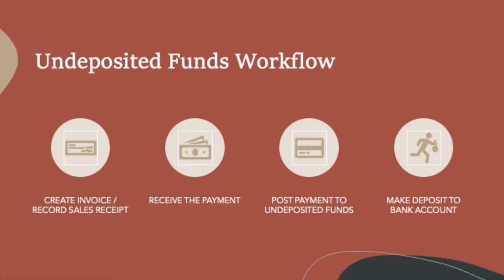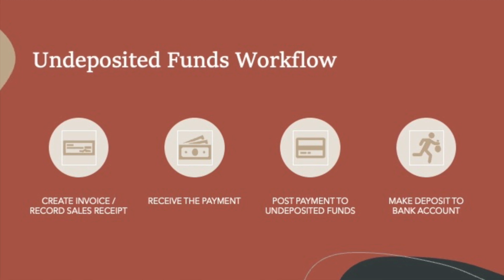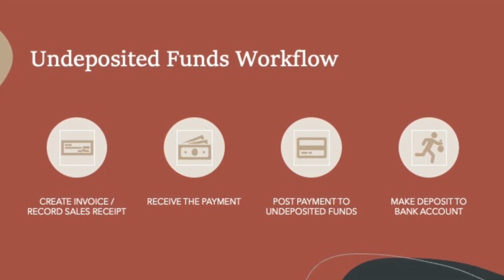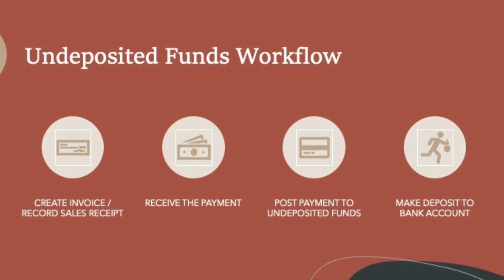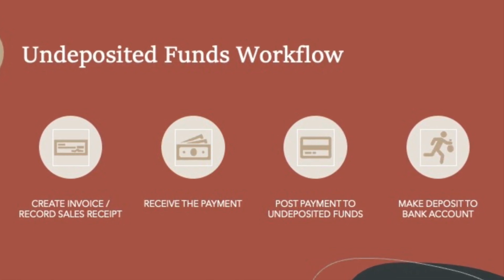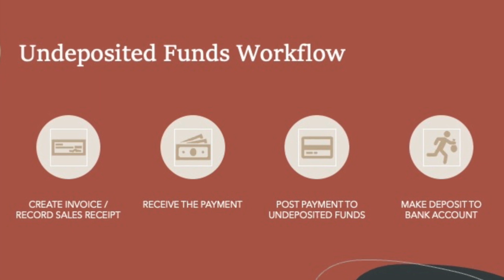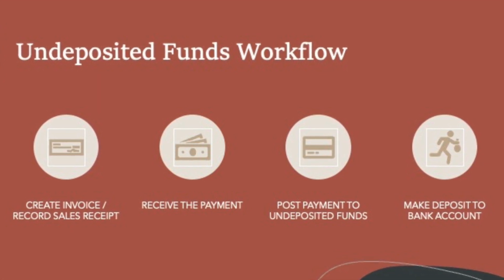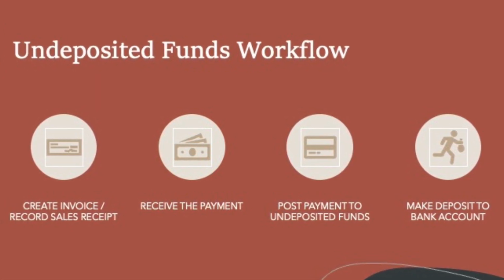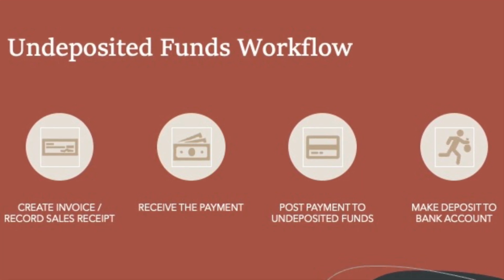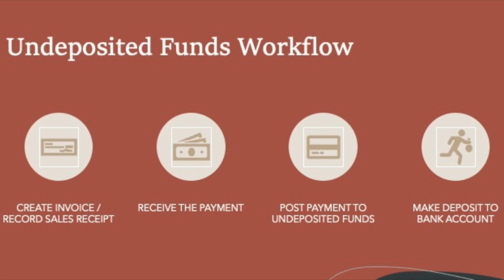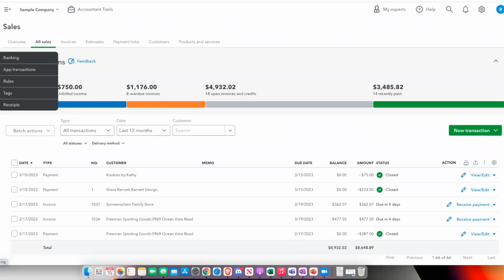Now let's talk about the proper workflow for undeposited funds. The proper workflow would be to first create or record a sales receipt. We then receive the payment, post the payment to undeposited funds, and finally we make the bank deposit. The way it works is when we create an invoice, we debit accounts receivable and credit income. When the payment is received, we debit undeposited funds and credit accounts receivable. And when we make the bank deposit, we debit the bank account and credit undeposited funds.